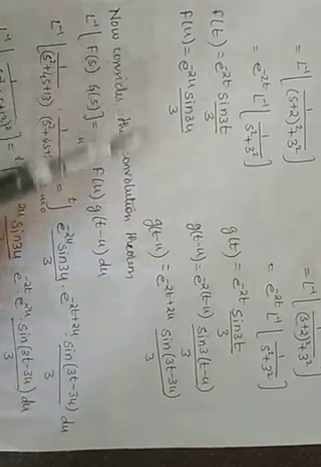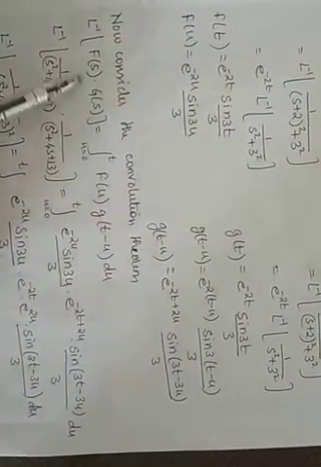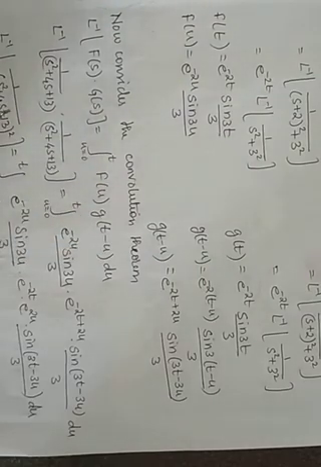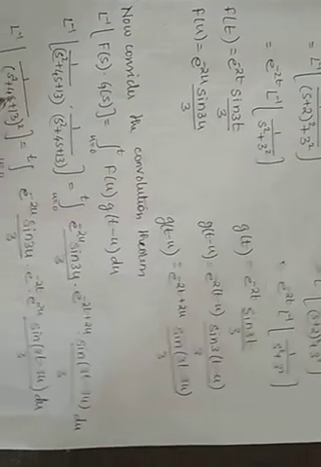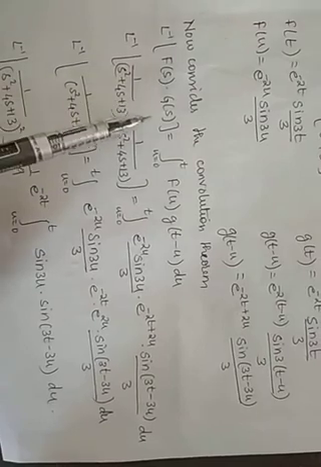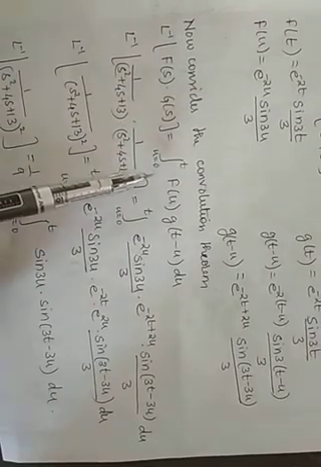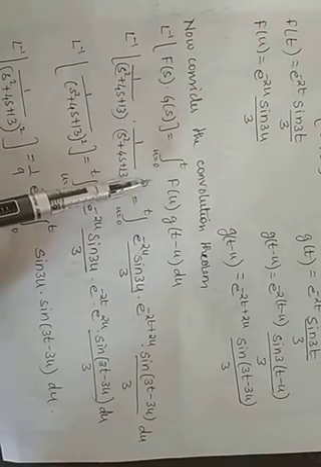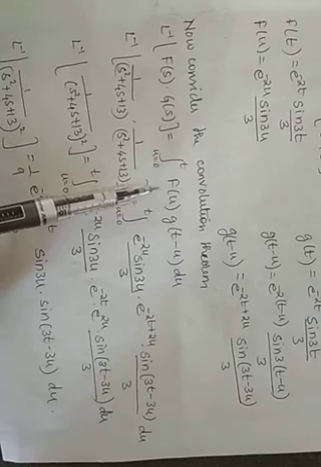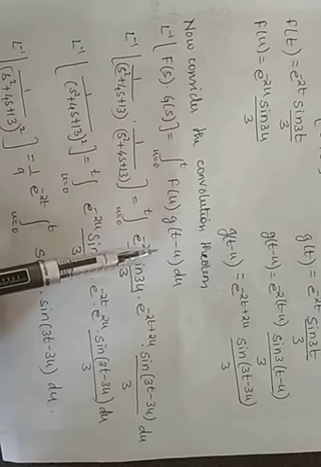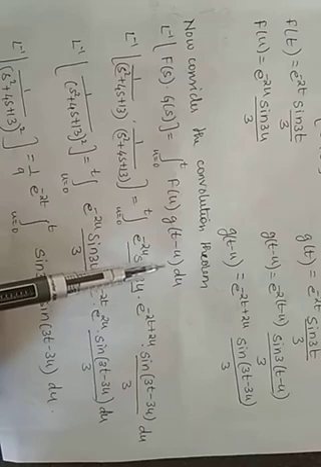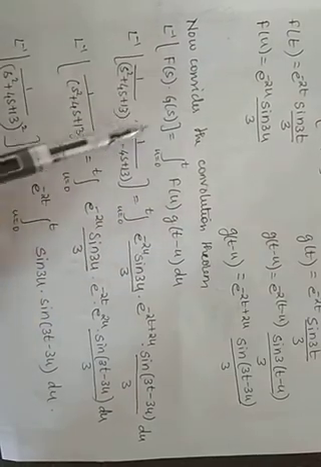Once we get f of u and g of t minus u, now consider the convolution theorem. What is the convolution theorem stated? It is L inverse of f of s into g of s is equal to integral u equals 0 to t f of u into g of t minus u du. What is f of s? What is g of s?